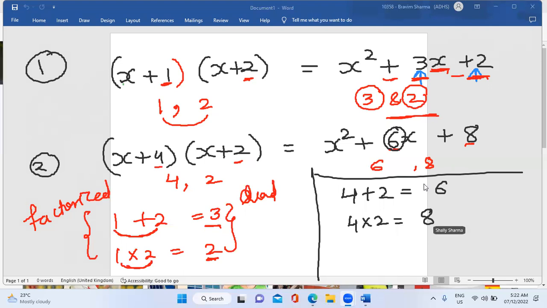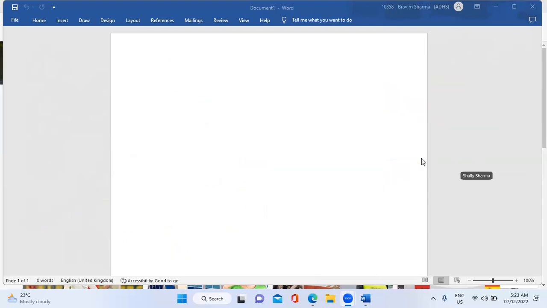So I reached a conclusion that these terms, this 6 and this 8, have a special meaning. If I write the factorized form as x plus a times x plus b, then I can find these two numbers a and b from these two. So I generalize this whole case.